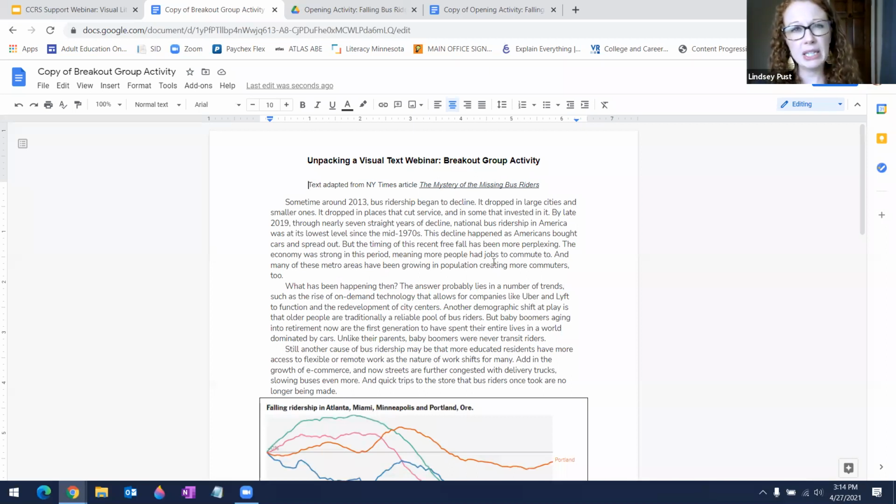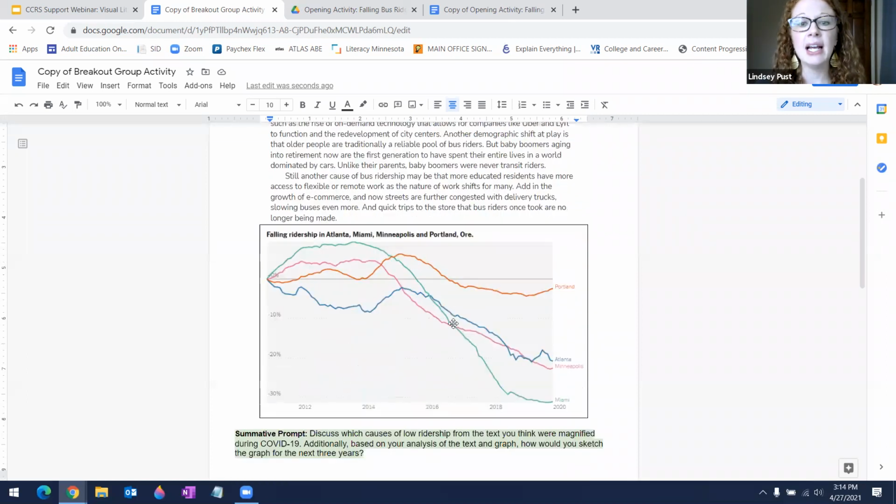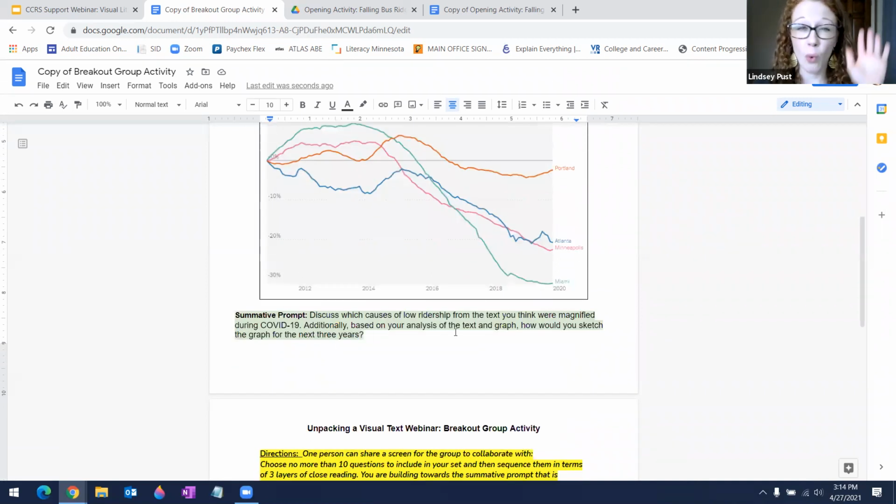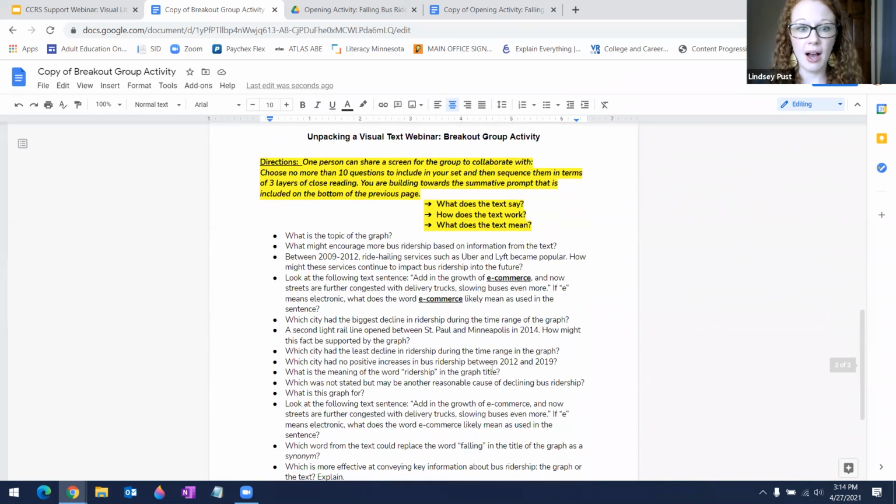I'll explain the group work in a second, but what you're looking at is that text that was on the slide, as well as the visual again and the summative prompt. All of that text that we just showed you on these different slides is on that one page that you need. This is that goal that we're working towards. And then we give you questions on this second page.